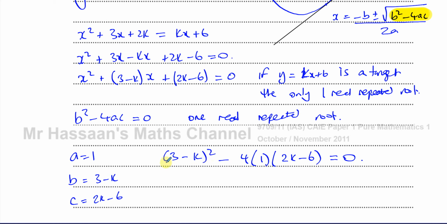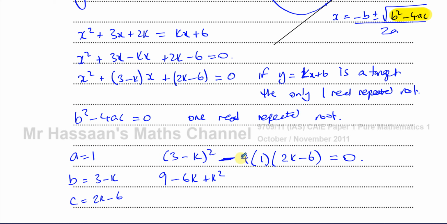So if we expand this square bracket, we square the first term, we multiply these two together and double it. So that's minus 3k doubled, which is minus 6k. And then we square the last term, that gives us plus k squared. And then you're going to have 4 times 2. Be careful, very careful here. It's very easy to make a mistake here.